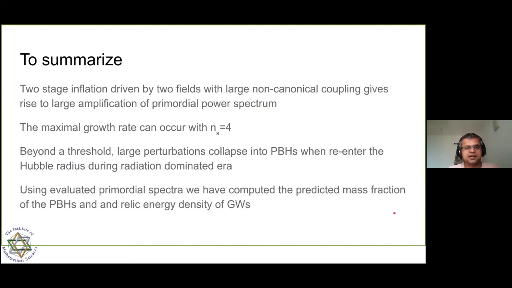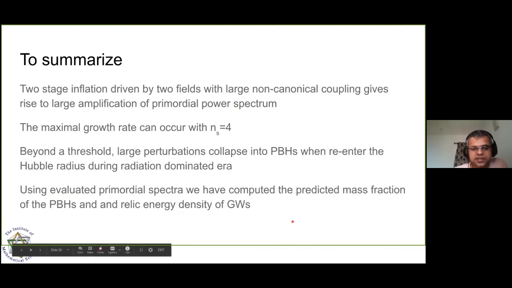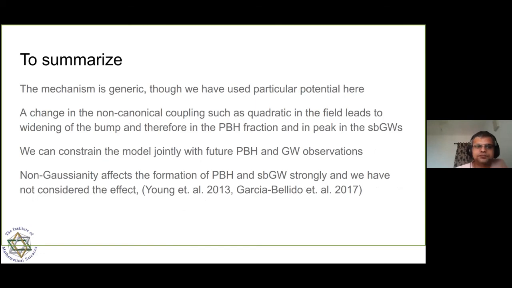Okay, so to summarize, two-stage inflation driven by two fields with large non-canonical coupling gives large amplification to the primordial power spectrum. Maximal growth rate can occur with ns equal to 4, which is consistent with Byrnes et al. results. And beyond the threshold, large perturbations collapse into PBHs when they re-enter the Hubble radius during the radiation-dominated epoch before Big Bang nucleosynthesis. It also gives rise to a peak in the relic density of gravitational waves.